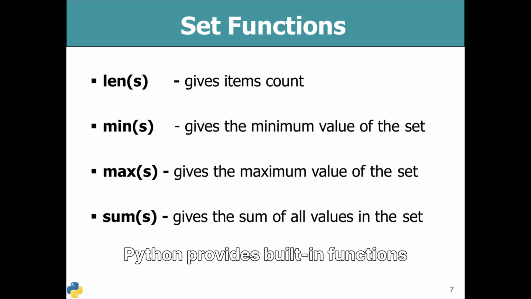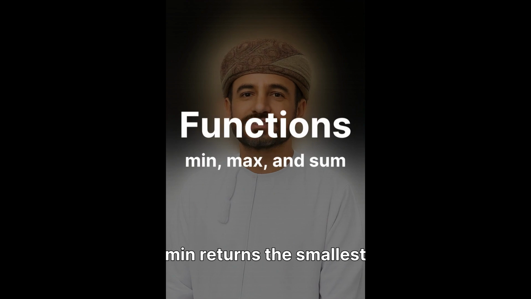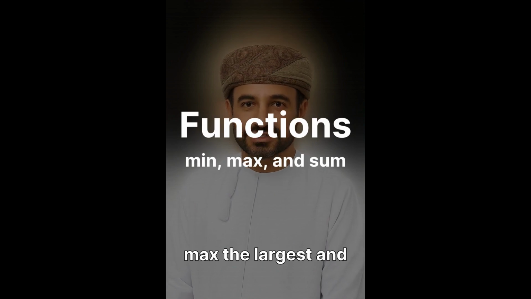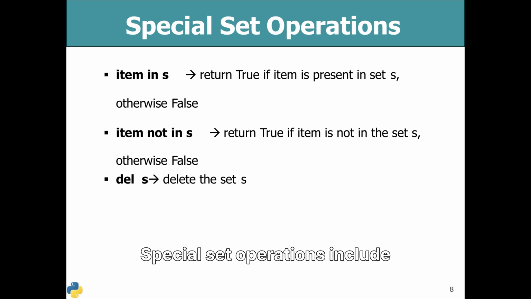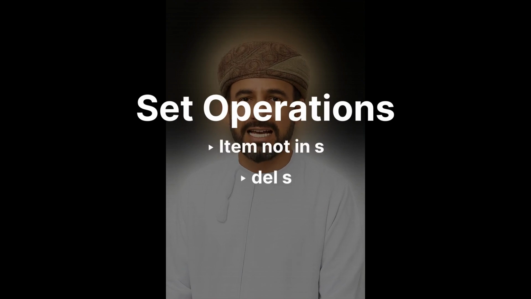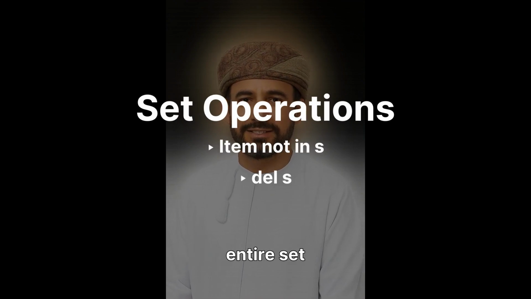Python provides built-in functions for sets, such as len for the number of items. Min returns the smallest, max the largest, and sum the total sum of items. Special set operations include item in S, which returns true if the item is present. Conversely, item not in S returns true if the item is absent. Del S deletes the entire set.